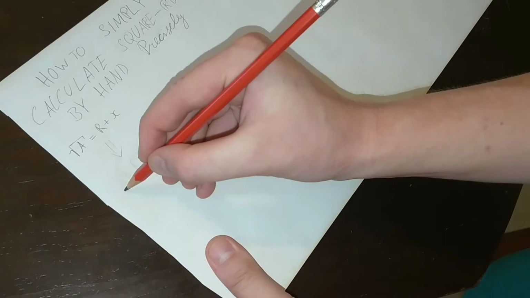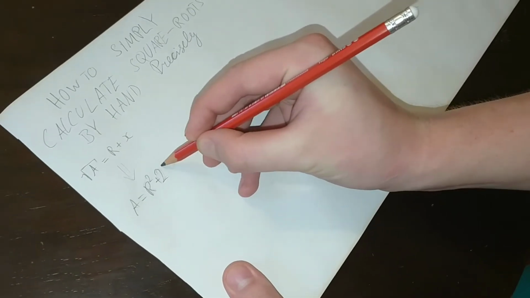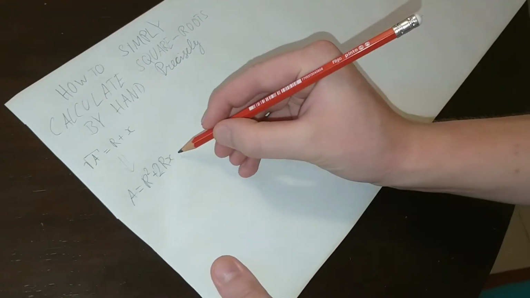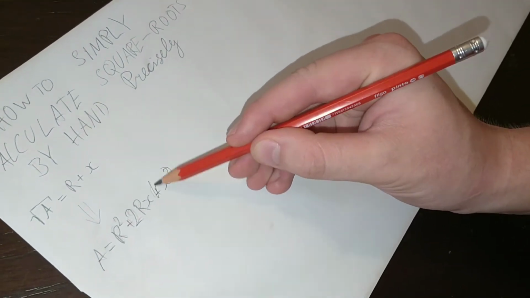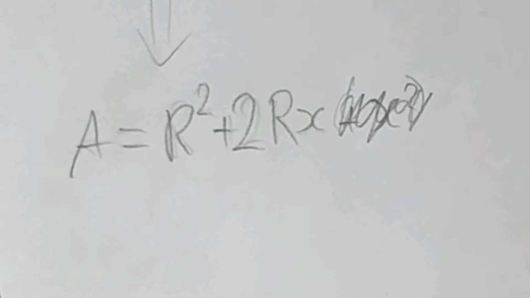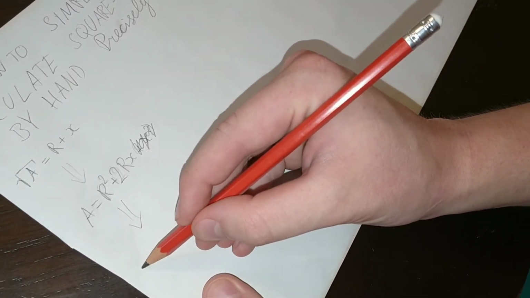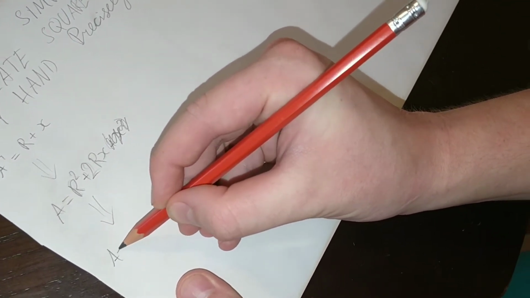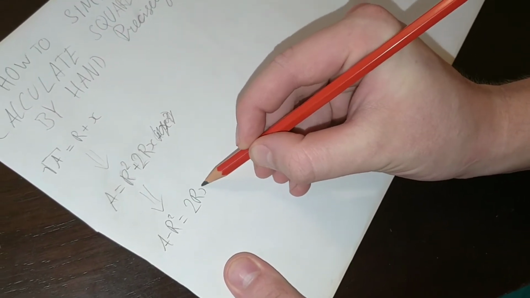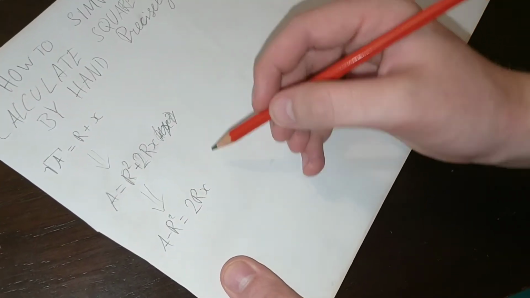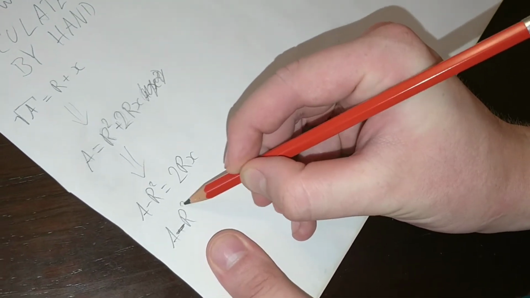We first square the whole thing, which gives us a equals r squared plus 2rx plus x squared. We assume that x is a small number compared to the rest, so we don't care about x squared. Subtract r squared, which gives us a minus r squared equals 2rx. Divide by 2r gives us (a minus r squared) over 2r equals x.